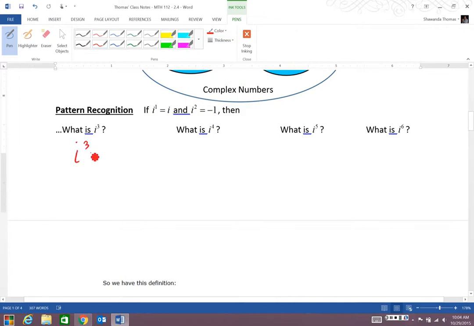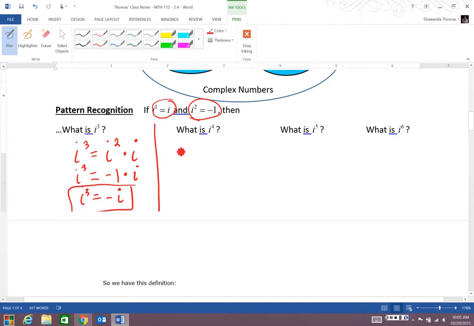i cubed is the same thing as i squared times i. I can split it up like that because I know what these two things are, because we already have the definitions, right? So I know that i squared equals negative 1, and I know that i equals i. So i cubed equals negative i, or negative square root of negative 1. But this looks better.